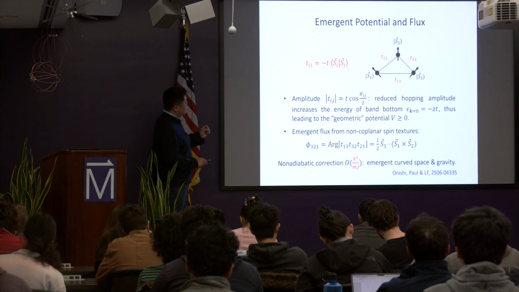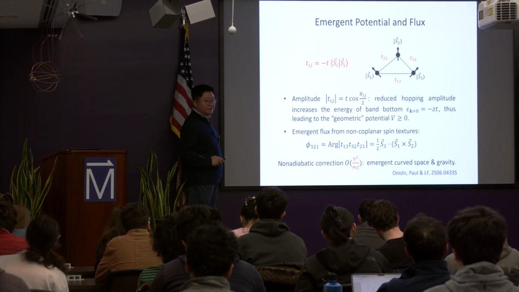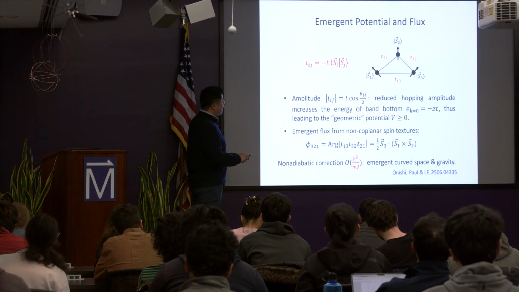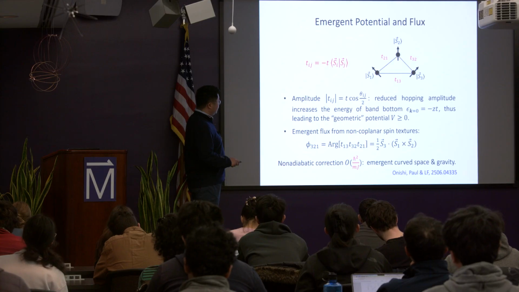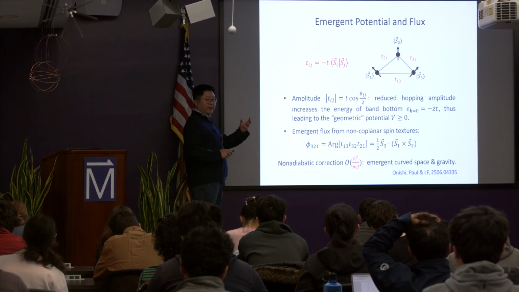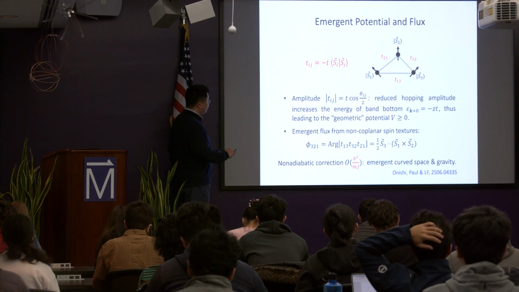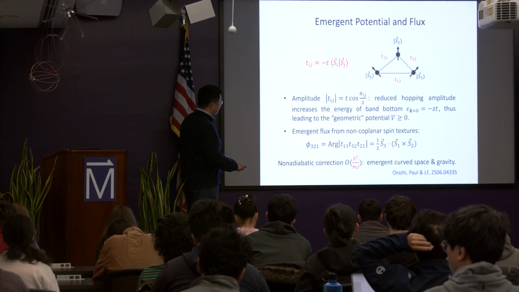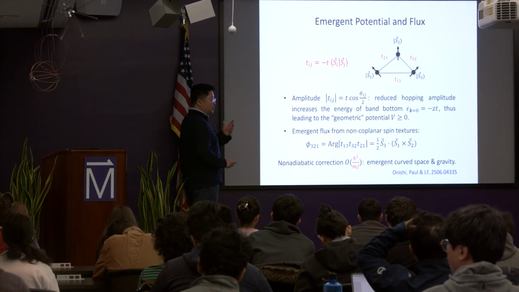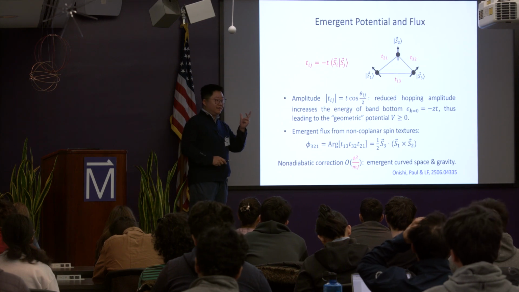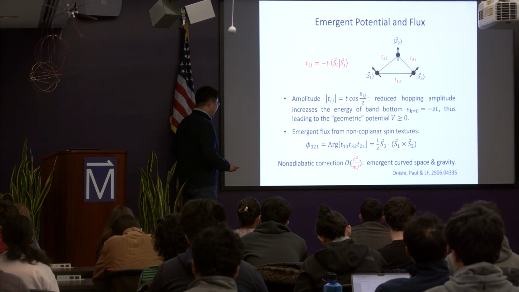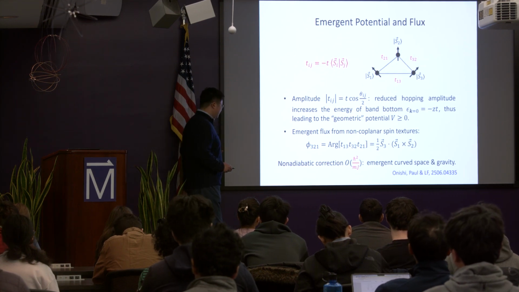And the other thing is that if a particle hops around three adjacent sites, it picks up a phase factor, which is the product of the three spin overlaps. It's straightforward to show that this phase factor is exactly the solid angle spanned by the three spins. And this is exactly the Berry phase term.